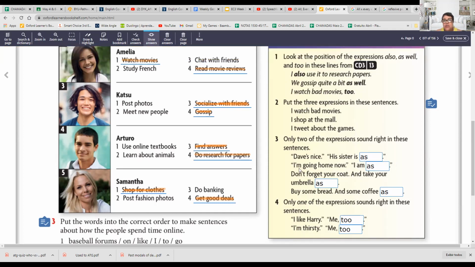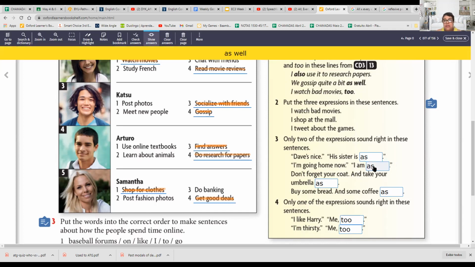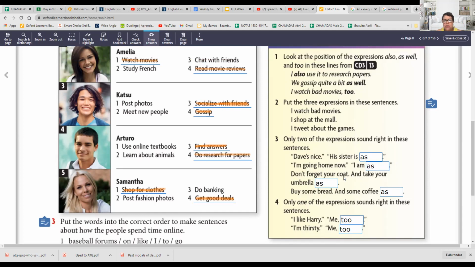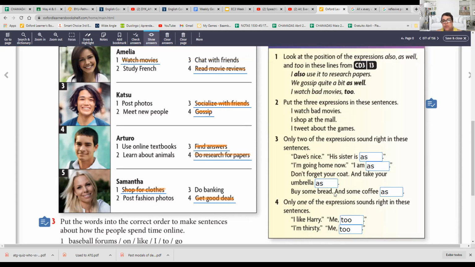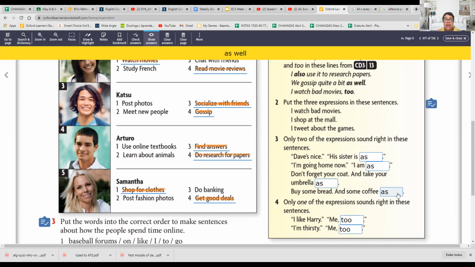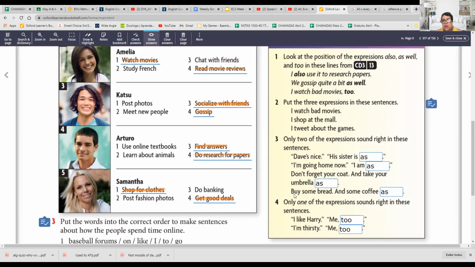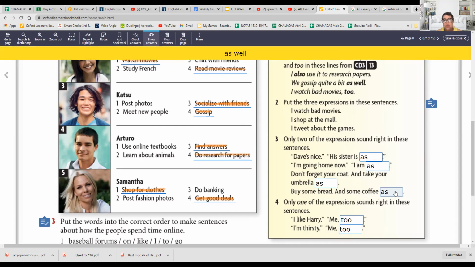Okay. Next one. I'm going home now. I am as well. Don't forget your coat and take your umbrella as well. Okay. Buy some bread and some coffee as well. Oh, but could I use two? Yes, no problem, right? I could say here, buy some bread and some coffee too. Okay, no problem.